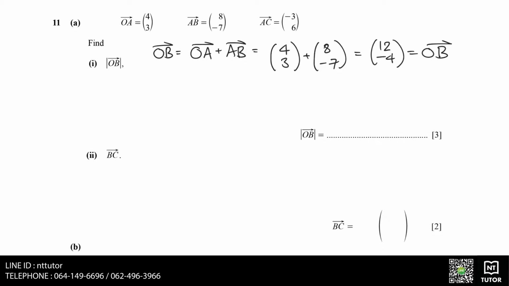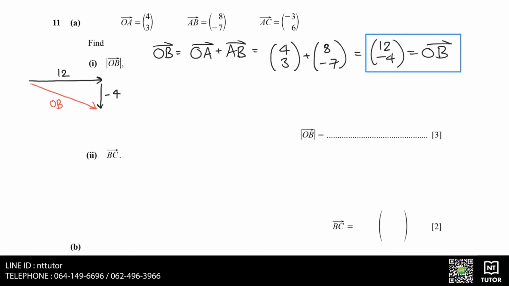Now that we know that vector OB is (12, -4), that means going to the right horizontally by 12 and going down by 4. So the overall displacement represented by the red arrow is OB, and we want to find the length of OB.